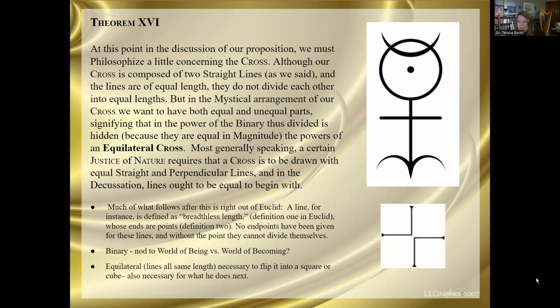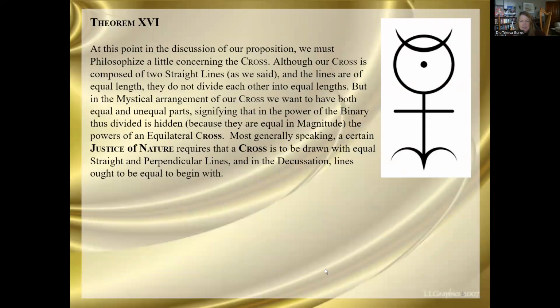Okay, a couple slides ago, you saw this graphic and another one where he is again going to be taking apart this rectilinear cross and putting it back together. So let's keep reading here. He says, most generally speaking, a certain justice of nature requires that a cross is to be drawn with equal straight and perpendicular lines, and in the decussation, lines ought to be equal to begin with.